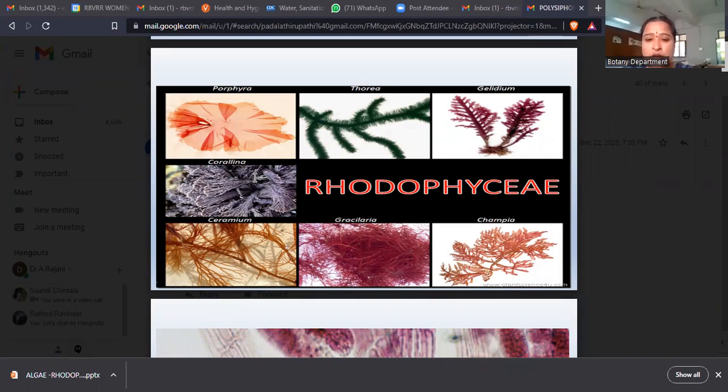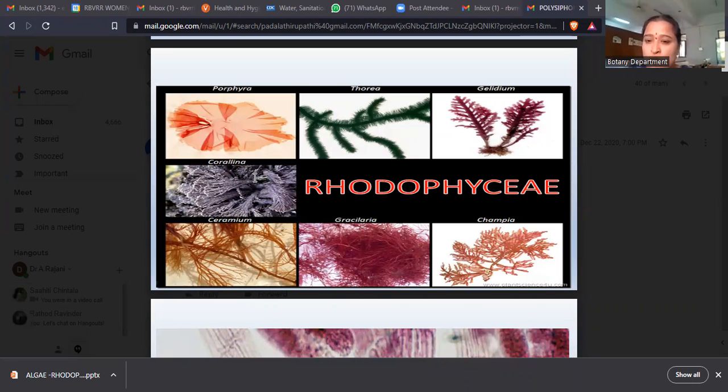They ask about phycobilins: what type of pigments are water soluble? They may ask chlorophyll A, chlorophyll D, phycocyanin, or chlorophyll E, like that. Okay? Phycobilins are the water soluble pigment system. Here, 2 types of phycobilins are there: phycoerythrin, and the second one is phycocyanin.